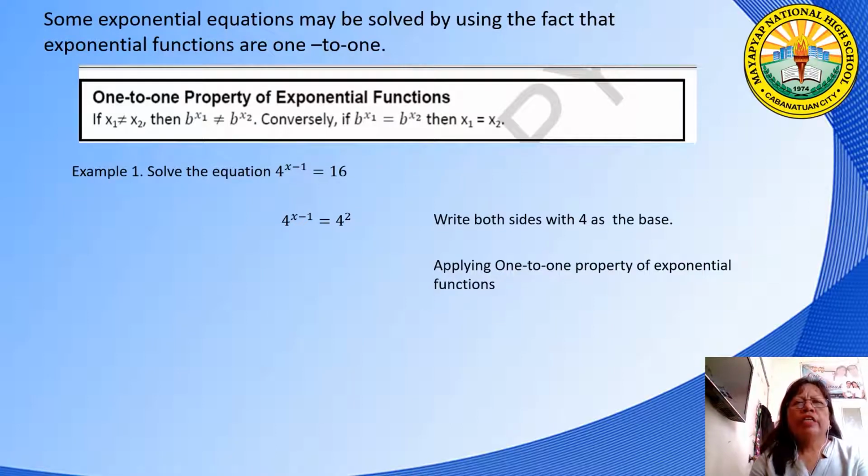Then, applying the one-to-one property of exponential functions, since the bases are equal, you can equate their exponents. So we have x minus 1 equals 2. Then solve the equation in one variable, applying the addition property of equality or the shortcut method by transposition. You just transpose negative 1 to the right side. The sign will change from negative to positive. So it becomes x equals 2 plus 1, therefore x is equal to 3.